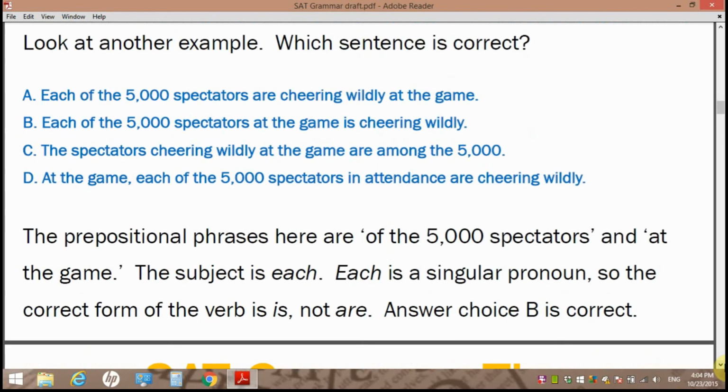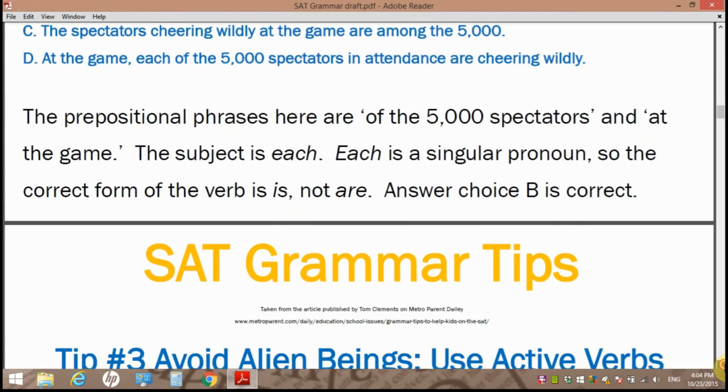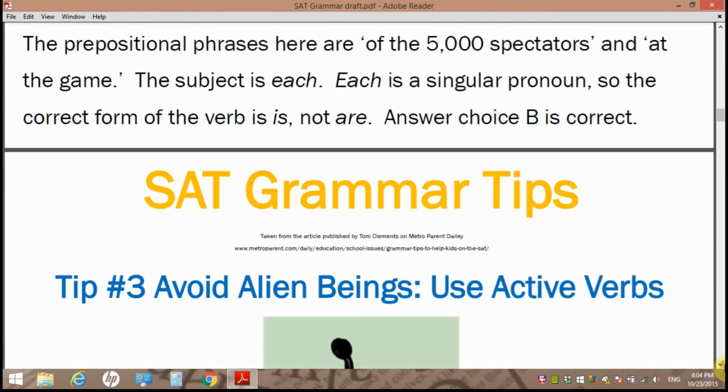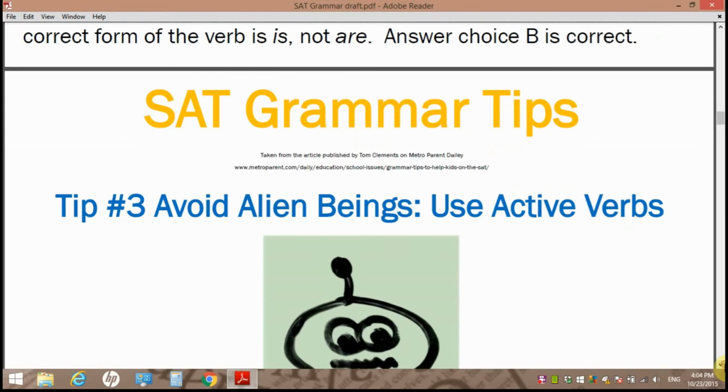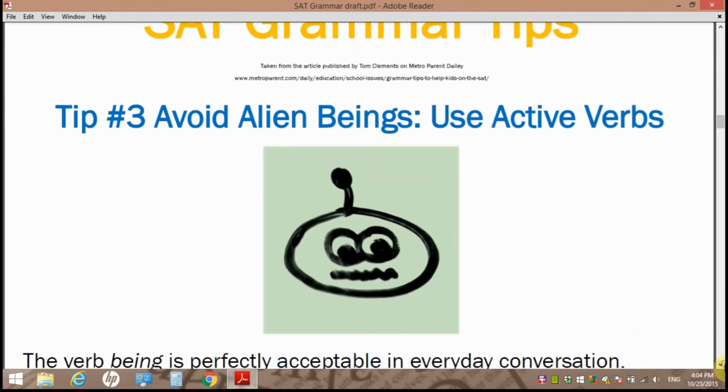Okay, let's take a look at our 3rd SAT grammar tip. Avoid alien beings. Use active verbs. Being is kind of passive, just like kind of. On the SAT, you never want to use the verb being or any form of the verb being. It kind of takes the oomph out of the point.